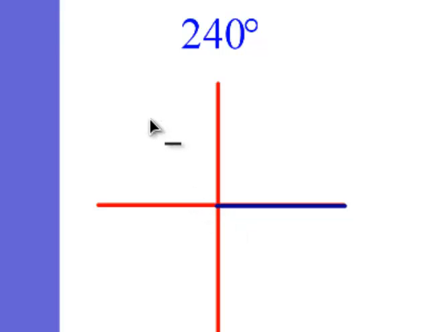240 is bigger than 180, right? So it's got to be in the third quadrant. So it's something like that, right? Did I measure this out with a protractor and get exactly 240 degrees? No, I want you to sketch it. That's it. Am I done yet?